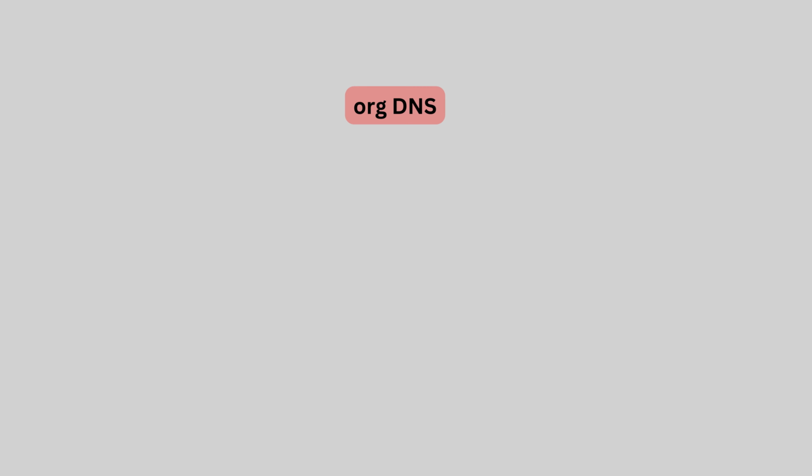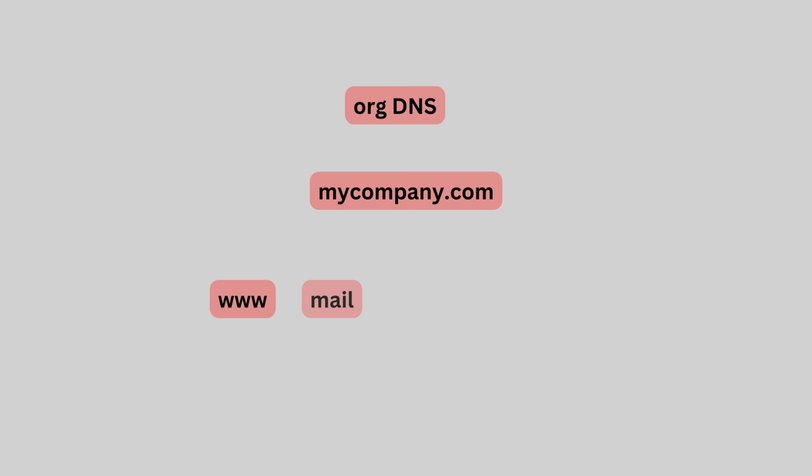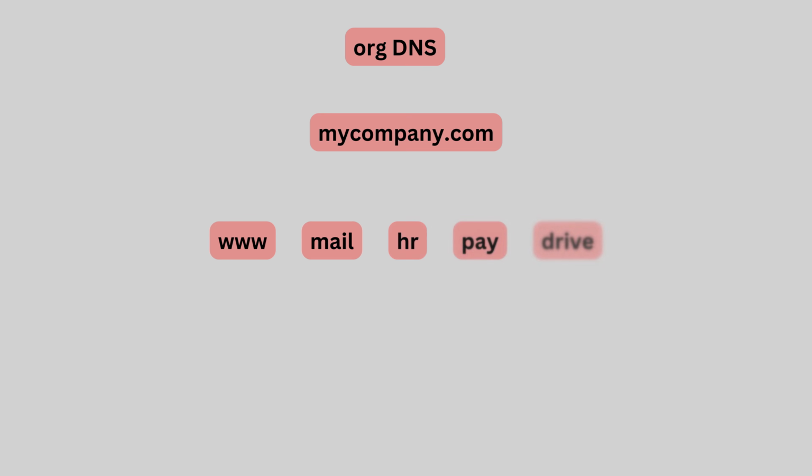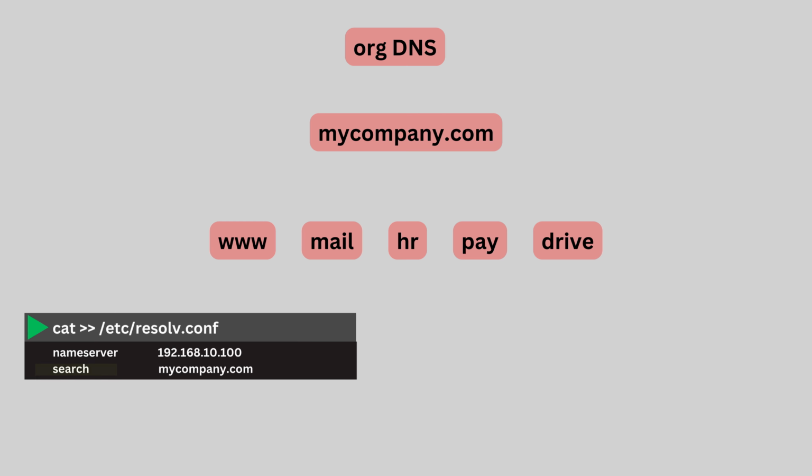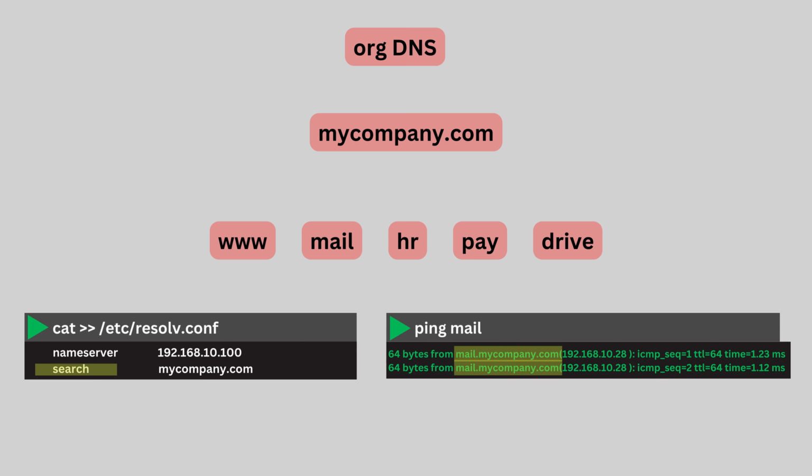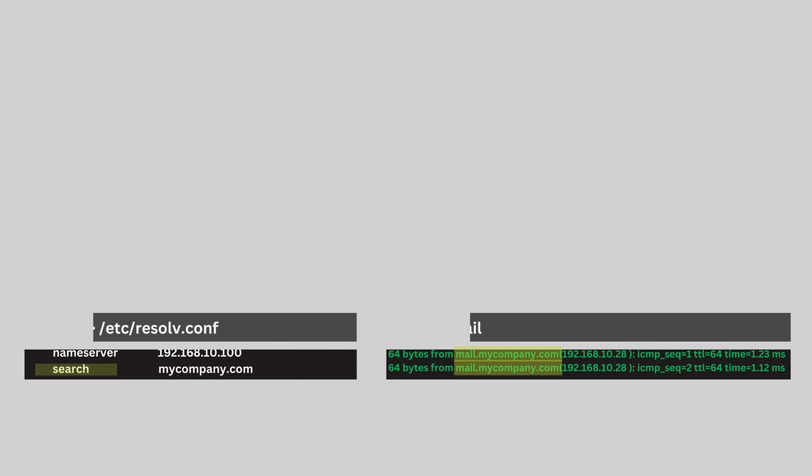Your organization's internal DNS server can handle its own domain, such as mycompany.com, with subdomains like www.mycompany.com for web servers, mail.mycompany.com for email, and so on. If you want to simplify local name resolution, you can configure the search directive in the /etc/resolv.conf file to automatically append your domain name.